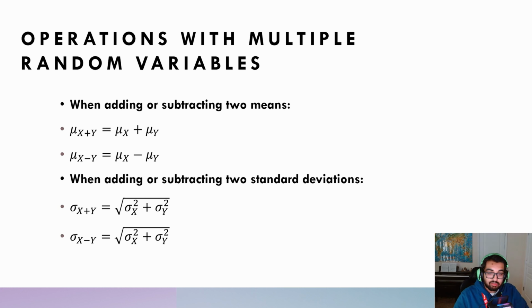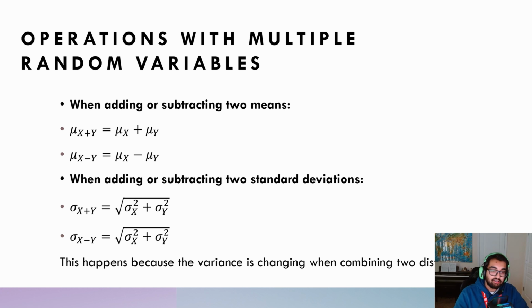And when you're adding or subtracting two standard deviations, something a little bit interesting happens. This kind of looks like the Pythagorean theorem. I don't really think it has anything to do with the Pythagorean theorem, but basically, how variance works is that variance is the square of standard deviation. The variance of x plus y is equal to variance x plus variance y, and the standard deviation is just going to be that whole thing under the square root. The standard deviation is the square root of variance.